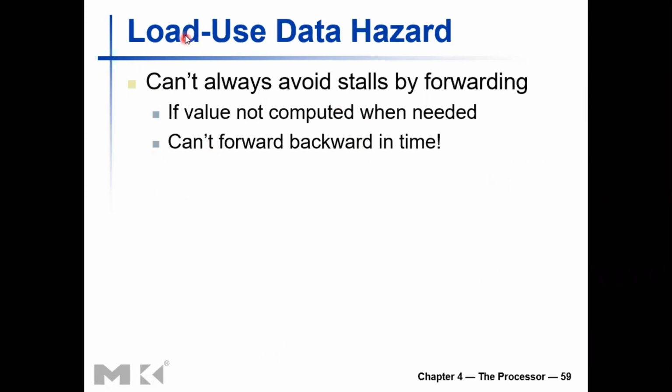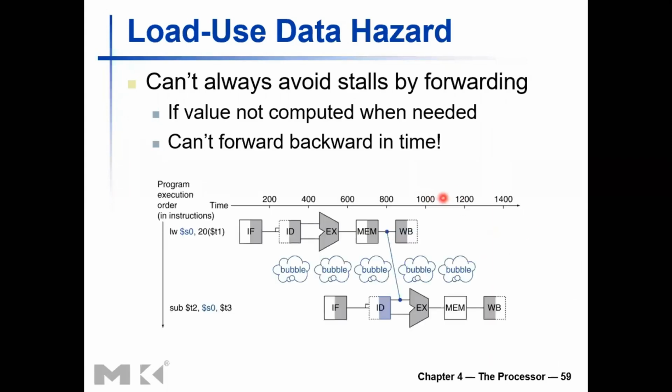So, load one value from the memory into a register and use that right afterwards. The forwarding solution doesn't really work for this to avoid the pipeline stall, because in a load instruction, the result is generated at the end of the memory access stage, right? So in a load word instruction, the result is available after the memory access stage is done.